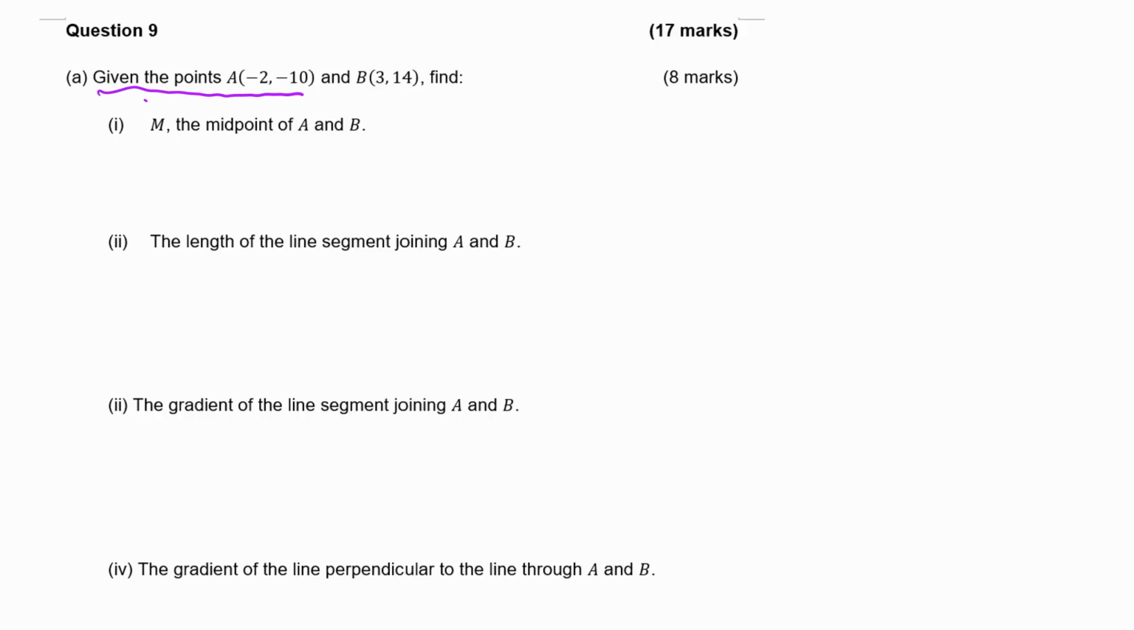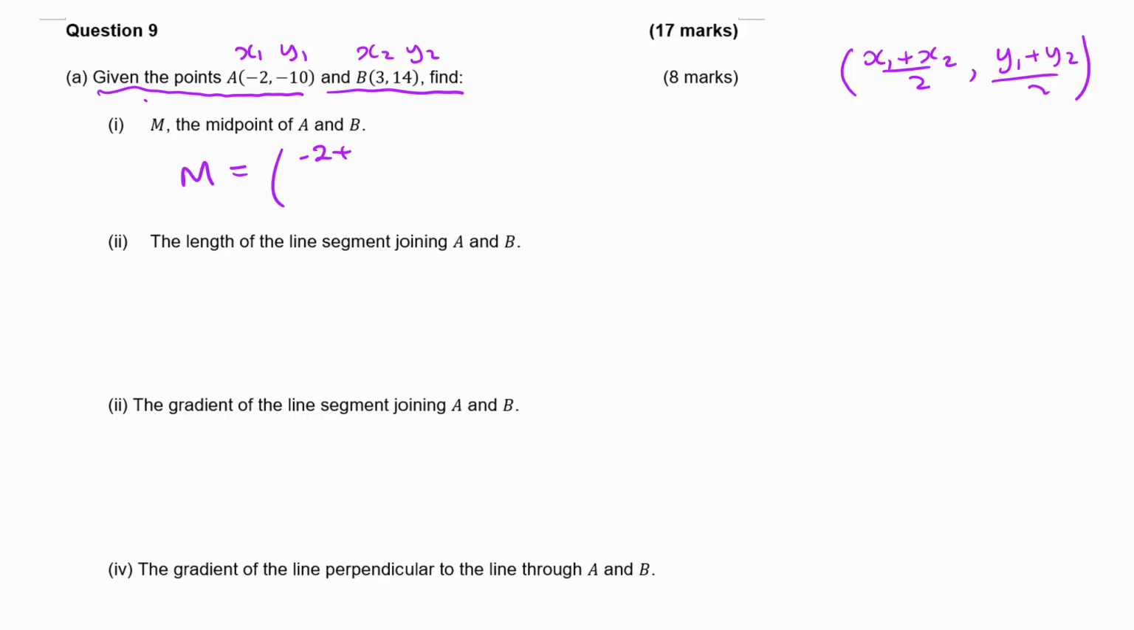Given the points A at (-2, -10) and B at (3, 14), we want to find the following. So the midpoint. Remember we could call these x1, y1, x2 and y2, and the midpoint is (x1 plus x2) over 2 and (y1 plus y2) over 2. So that is going to be -2 add 3 over 2, and -10 add 14 over 2. So the first one is going to give us 1 divided by 2, which is half, and the second one is going to give us 4 divided by 2, which is 2.